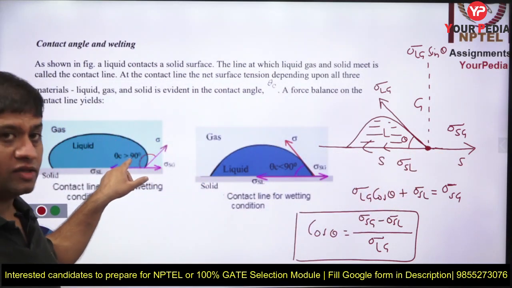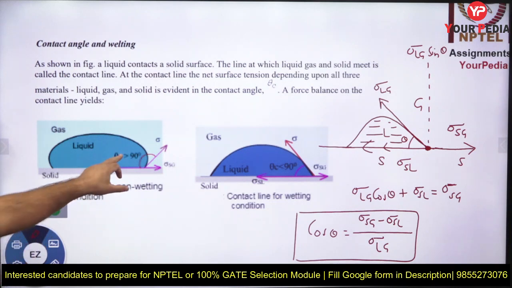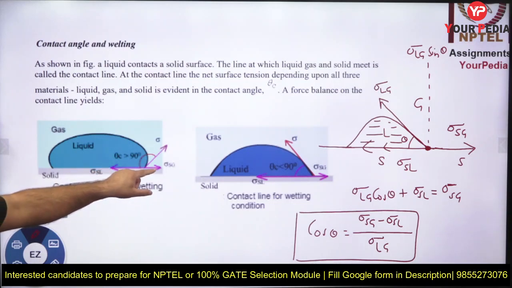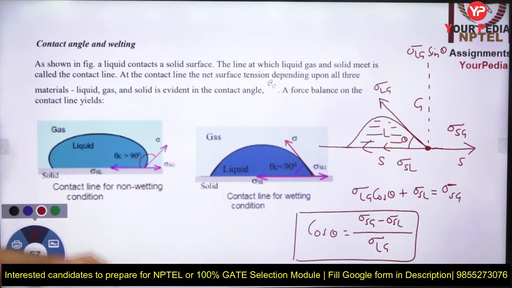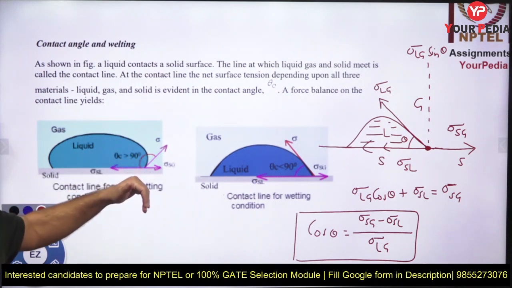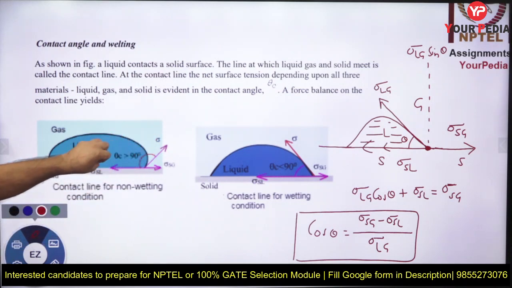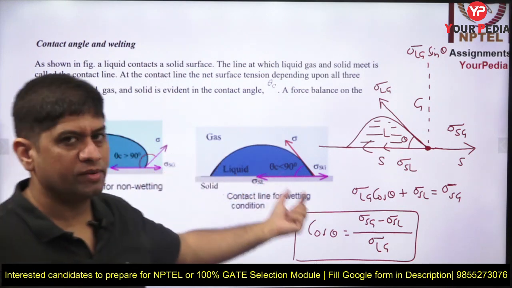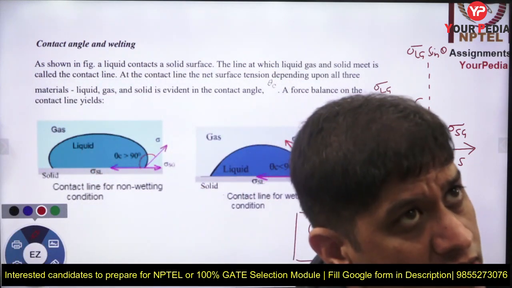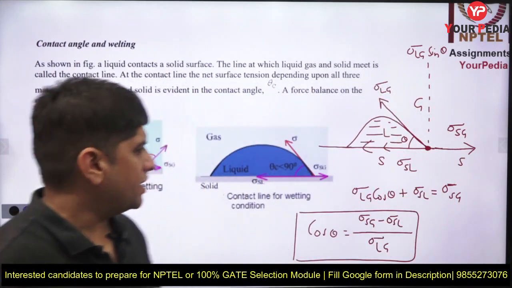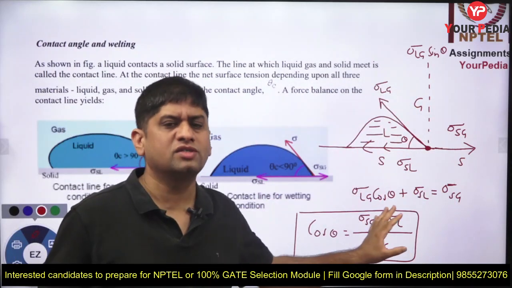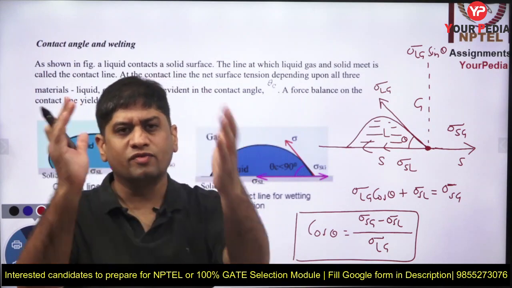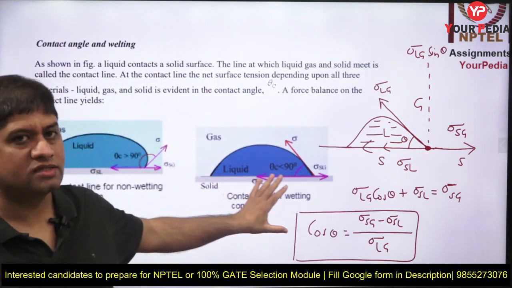But in this case, when theta is more than 90 degrees, as you can see, SL is more than Sg. If SL is more than Sg, then obviously spreading is less and a spherical shape will be formed. So this is typically mercury, that is how we get it. Anyhow, this analysis I will be discussing with you in some other question, but I just wanted to give you a perspective of how all these things are balanced.